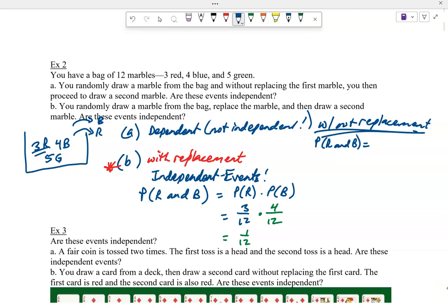Well, to pull a red out, it's 3 out of 12. But remember, the red stays out. So when I go to pull a blue out, now I'm down to 2 red. So I'm down to 11 left. What's the probability of pulling a blue out? Well, how many blues do we have? 4. Yeah, so multiply that out. Looks like I'm 1 out of 11 there.